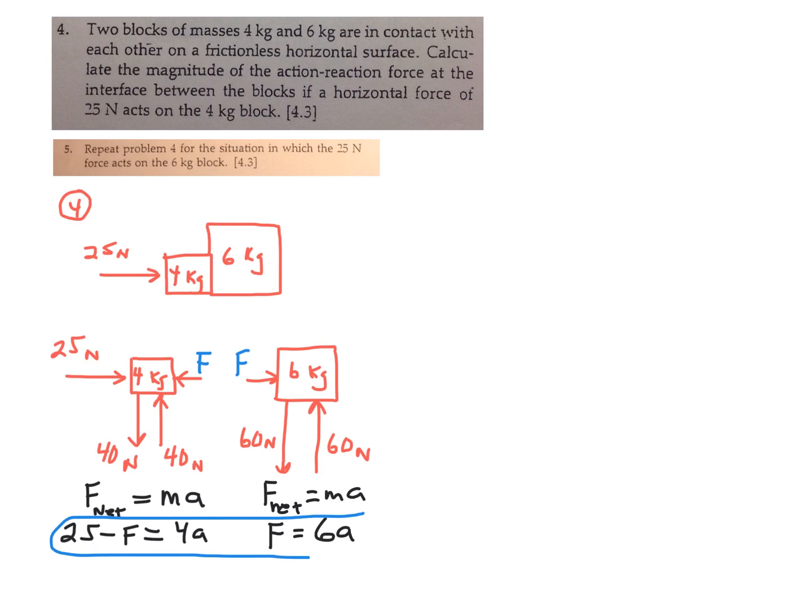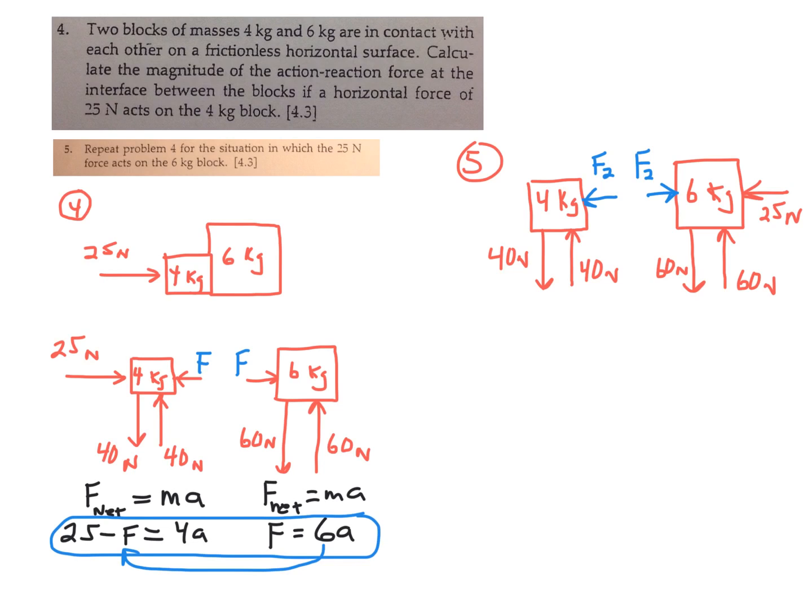There's two equations. What I would do is I would take the 6A and plug it in over here for F. So you'd have 25 minus 6A equals 4A. Add the 6A's to both sides, you get 25 equals 10A. And you can then easily solve for A, for the acceleration. Once you have the acceleration, you can go back in then and plug into any of the equations to get the F. All right, let's set up part B now.